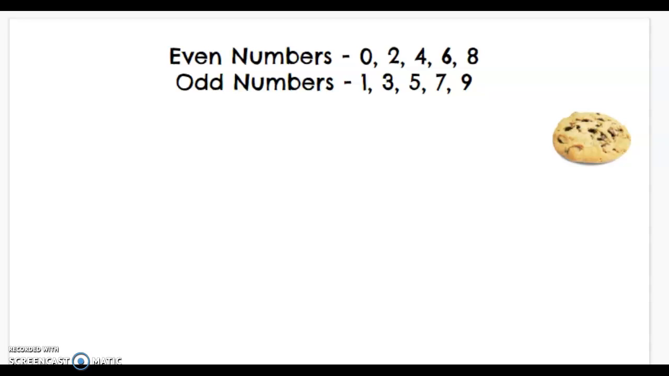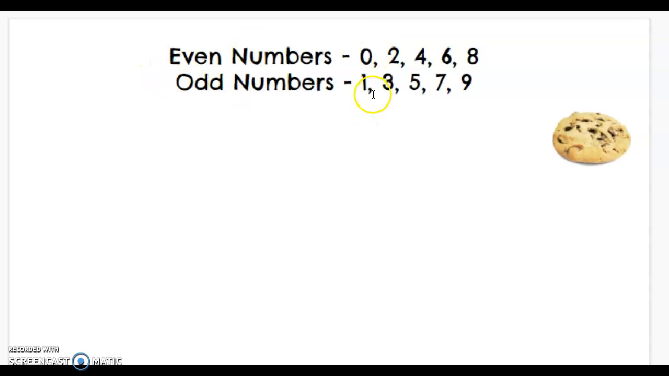All right, third grade, we're going to be going over even and odd numbers. Remember, our even numbers are 0, 2, 4, 6, and 8. The odd numbers are 1, 3, 5, 7, 9. An even number is divisible by 2.